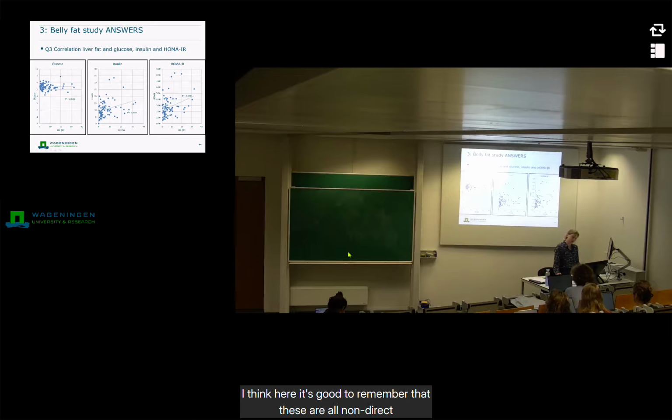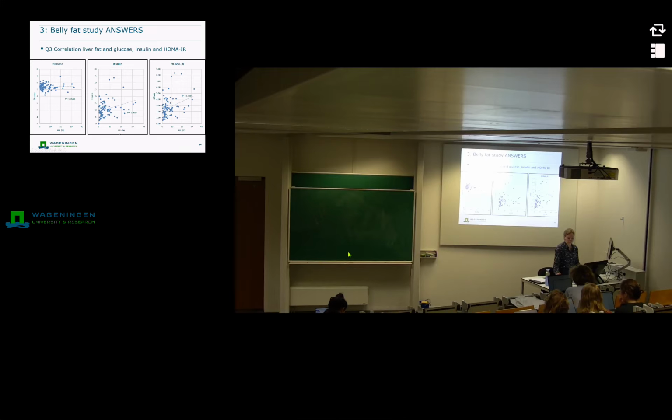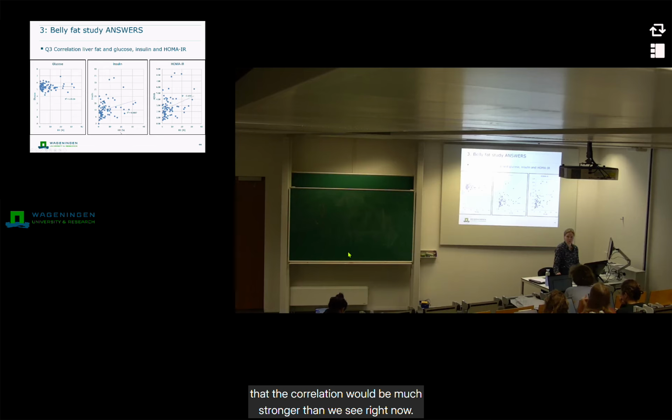I think here it's good to remember that these are all indirect ways of assessing insulin sensitivity. So I would expect that when we perform the clamp method, for example, and we measure the lipid content in the liver, the correlation would be much stronger than we see right now, just because these are only fasted levels of glucose and insulin. I think that's one of the explanations why the correlations are not that strong.